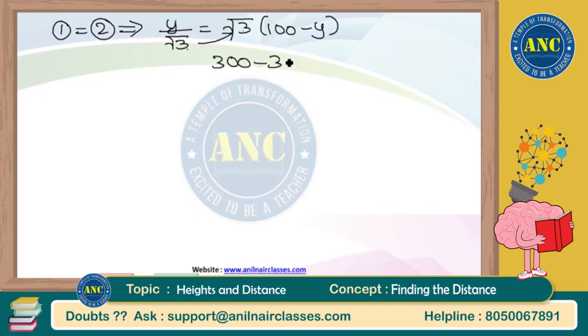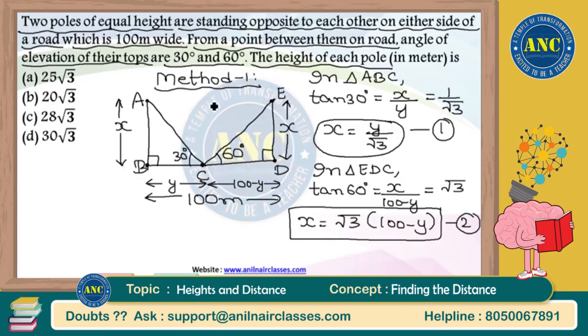3 into y is 3y. Left hand side is y. So 4y is equal to 300. So y value will be 75. But what is asked in the question? You are asked to find the height of each pole. Height of each pole is nothing but x value. So x is what they are interested in.